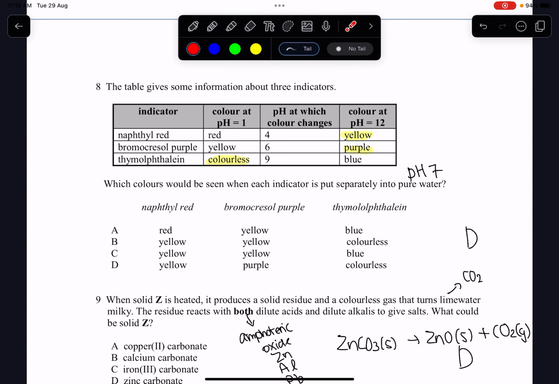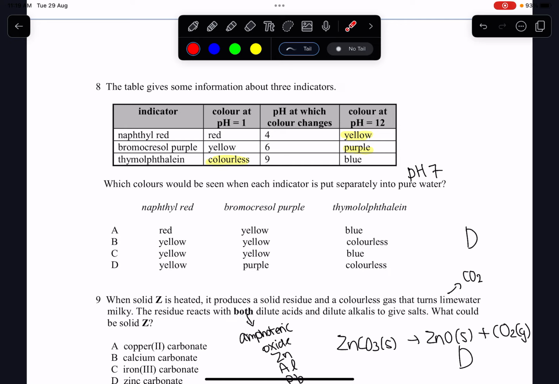Question 8. The table gives some information about the 3 indicators. Which colors should be seen when each indicator is put separately into pure water, which is pH 7? How do we read this table? For example, for naphthyl red, the color at pH 1 is red, the color at pH 12 is yellow, and the pH at which the color changes is 4, which means as long as the pH is lower than 4, it will be red. If the pH is more than 4, it will be yellow. The same applies to the other 2 indicators.